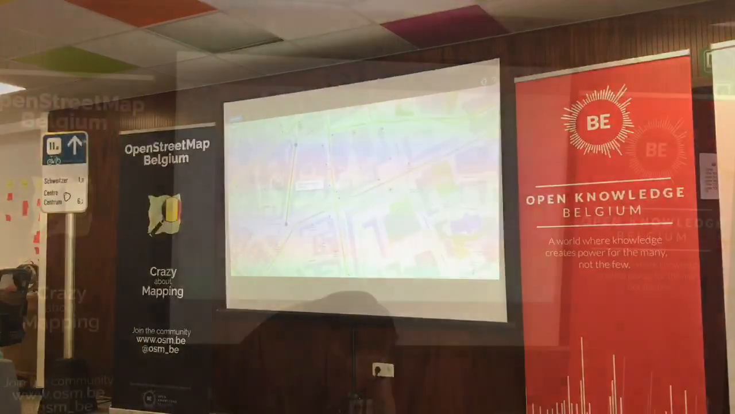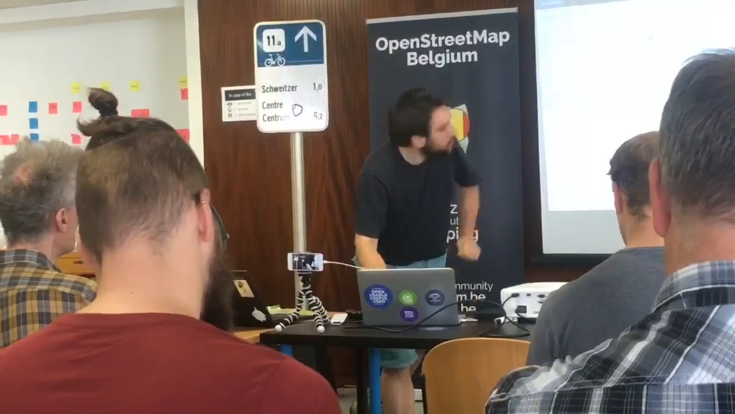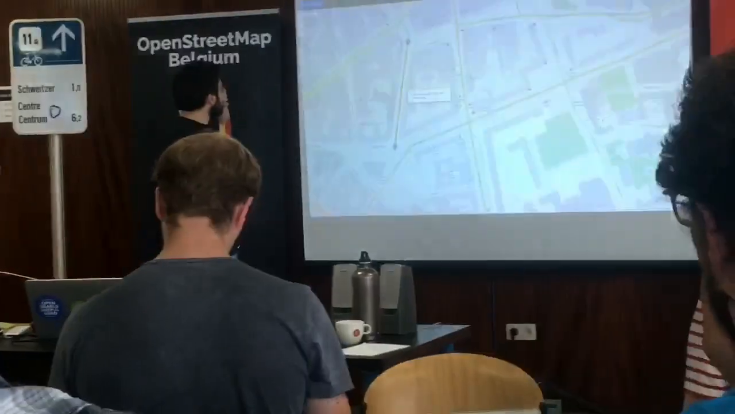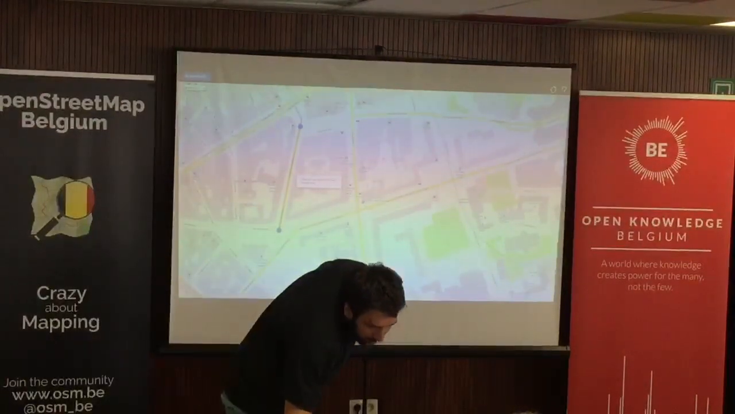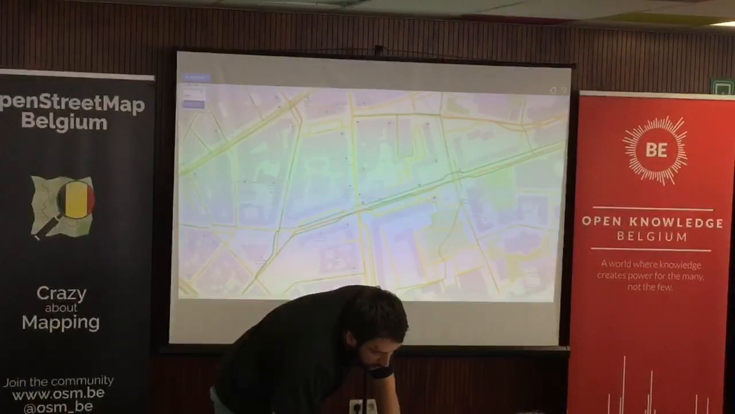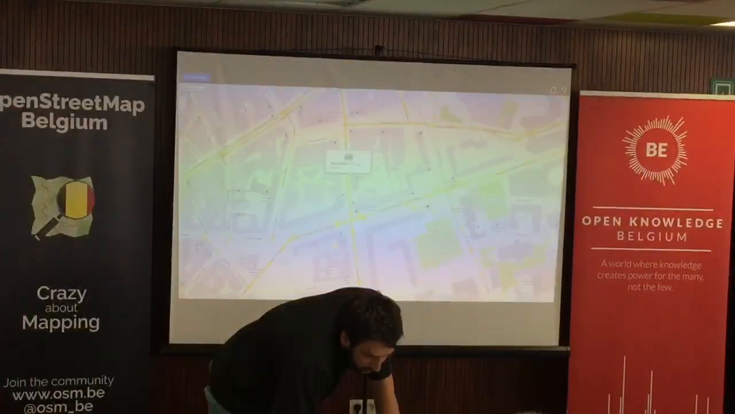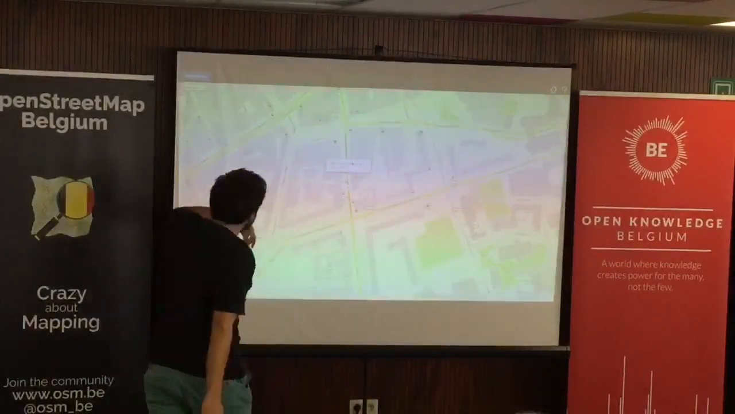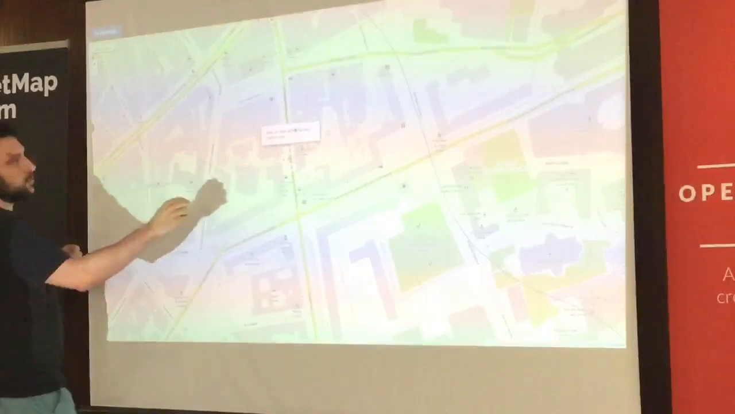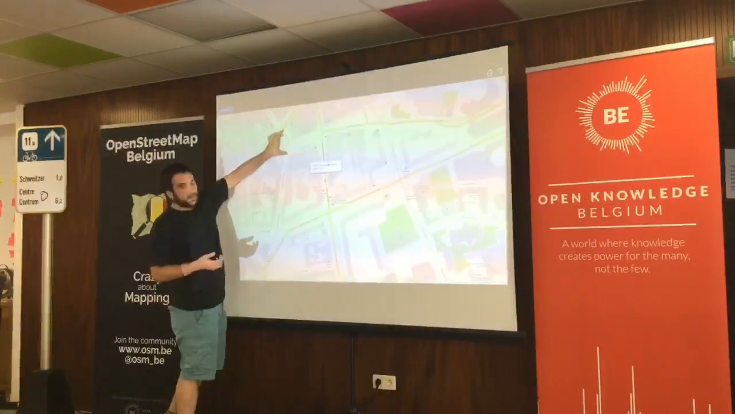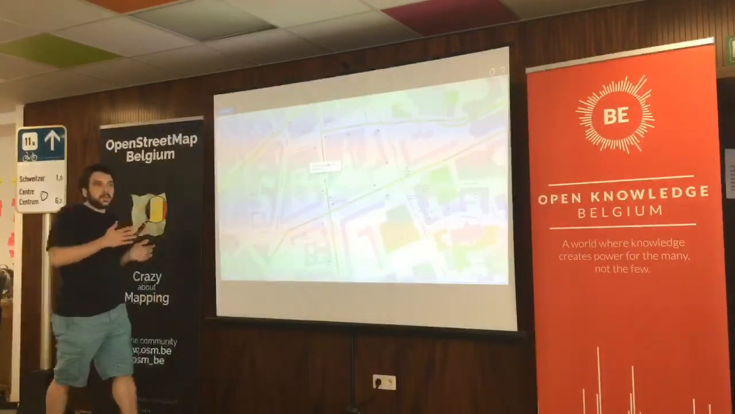Also, you can vote for the intersections. Yes, there is the intersection. We give a number to each road that goes to it. Maybe this part is very pleasant if you go by bike, and this one is not very nice because there is a lot of traffic, and so we cut at each intersection for the routing algorithm.